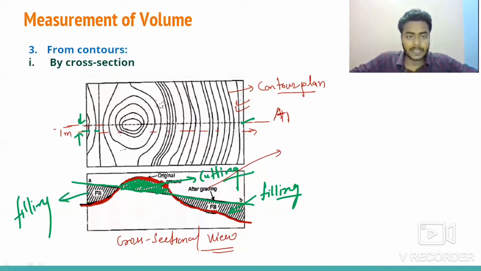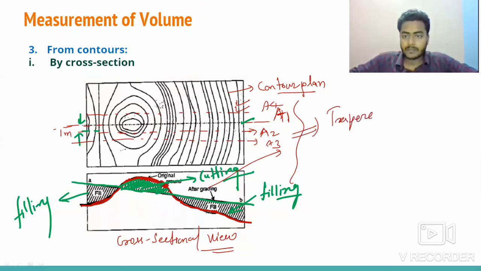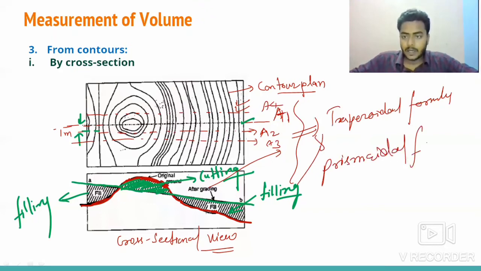Now we can calculate the area according to this section. So the area we give the name A2. Similarly, we can calculate A3. This side also we can go like A4. So once we have A2, A3, A4, A5, by using this trapezoidal formula and arithmetic formula, we can calculate the volume.